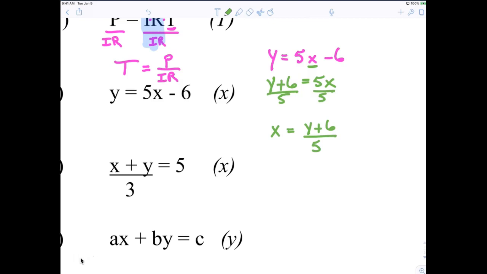Now, can I reduce y plus 6 over 5? No. So you just leave it alone. That's the answer. You hear me? But I'm expecting you to be able to skip this step right here, most of you. I'm expecting you can skip that, if you can see it properly, right? Yeah. All right, here we go.